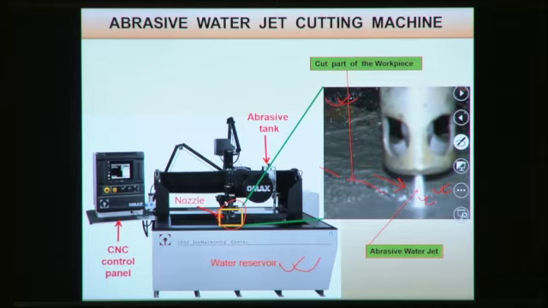Now this is the abrasive tank. From here the abrasives are coming and are mixed in the mixing chamber. This is the CNC control panel here. From here you can write your program and move your workpiece to cut any complex shape.